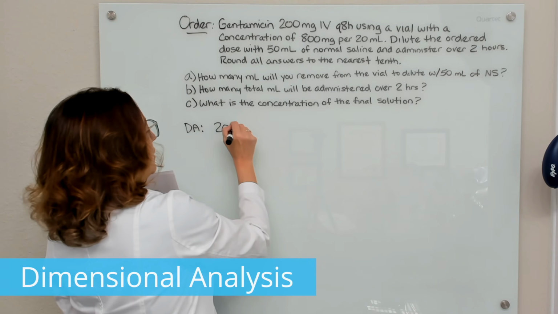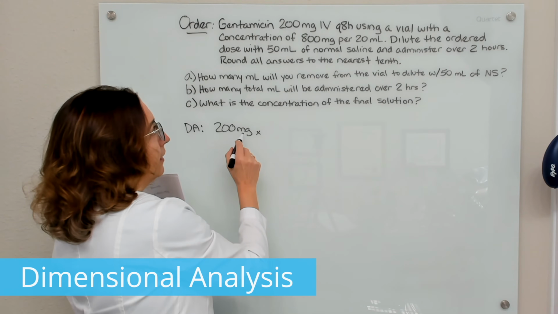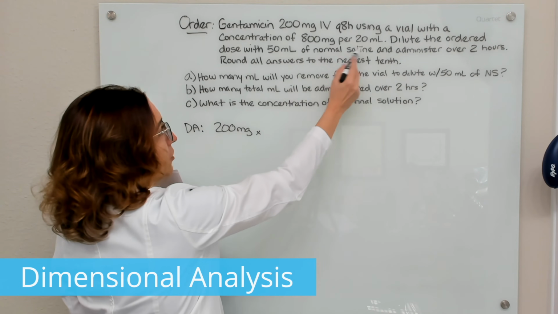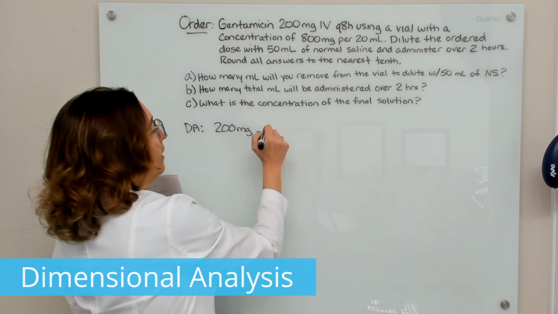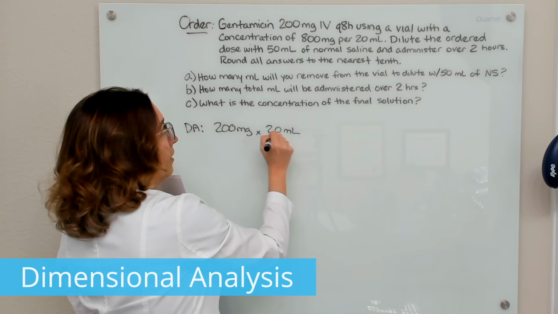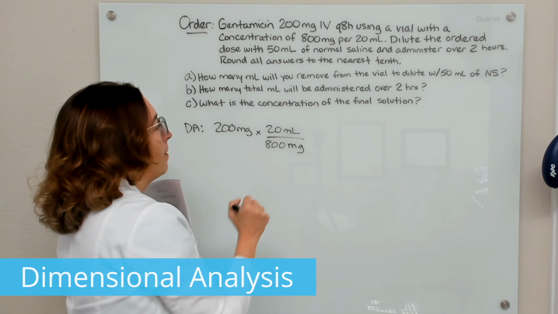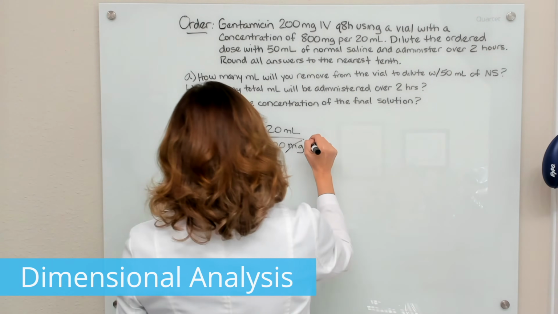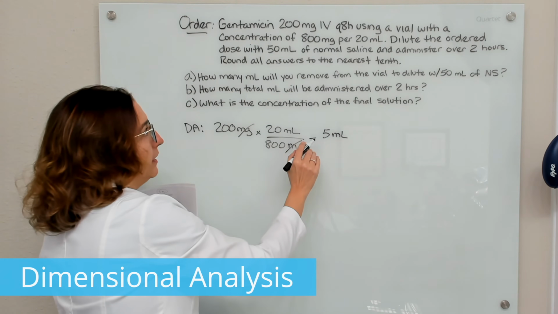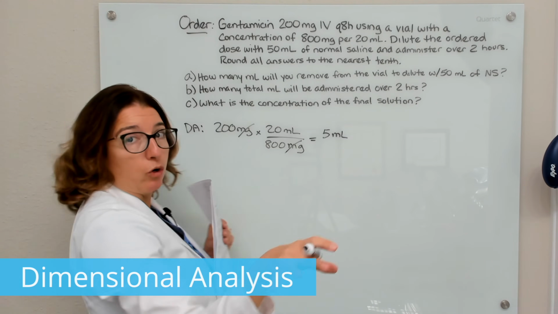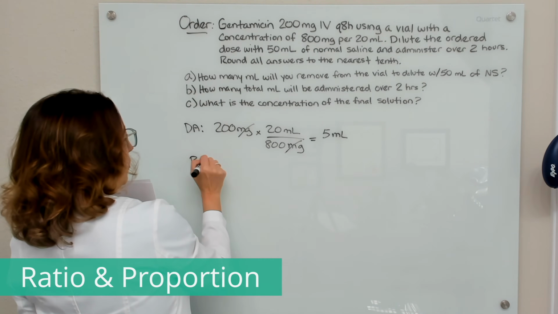We're going to write down what is ordered, and then I'm going to check my units of measure against the available concentration, and they're both in milligrams, so we're good to go there. So I just need to take this ordered dose and multiply it times the available concentration, making sure I put the milliliters on top and the milligrams on bottom, such that these cross out, and then we are left with milliliters. So 5 milliliters is what we're going to need to take out of that vial, and then we'll worry about dilution next. I could solve this same problem using ratio and proportion.